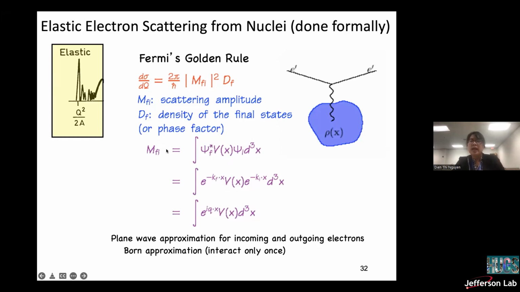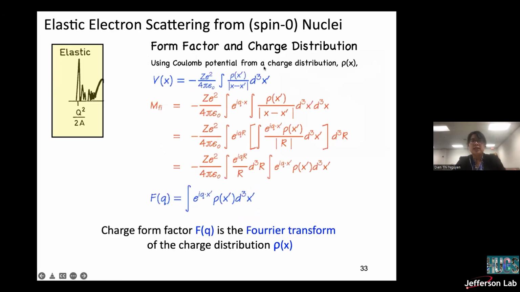So the value of this calculation depends on the potential, V(x). We can assume different V(x) for this distribution. If we think of the object as having a charge distribution rho(x), then the potential V(x) could be the Coulomb potential. From that assumption, you can set V(x) equal to this distribution, the equation here. Then you plug it into the amplitude, and you will be able to calculate like this.